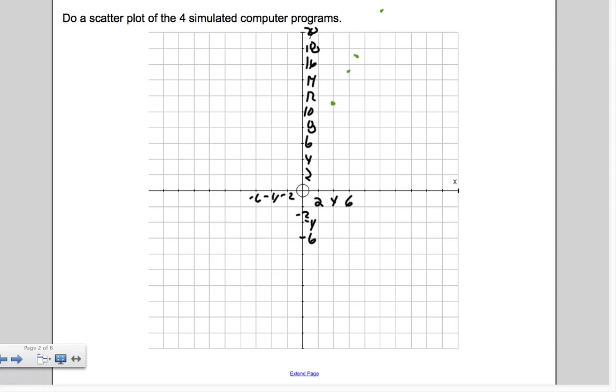Independent variable, which we put on our x-axis, was the input. And across the y-axis was the output.